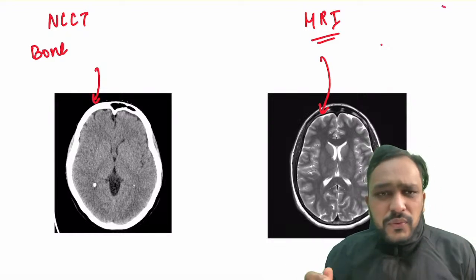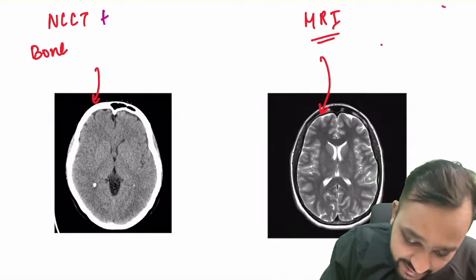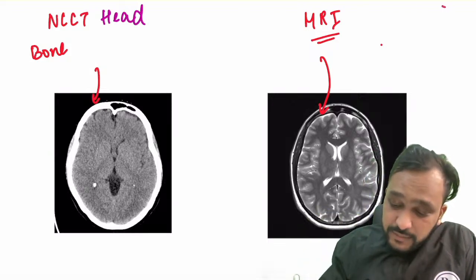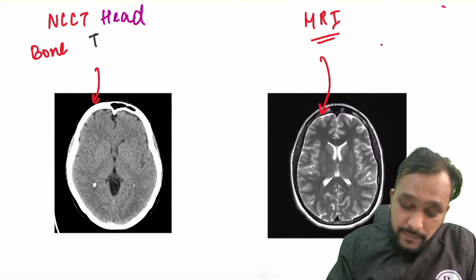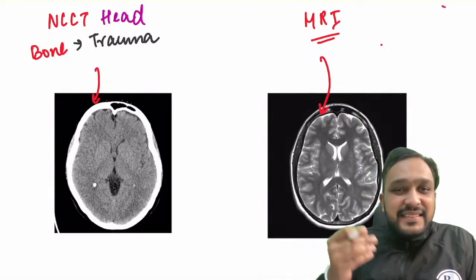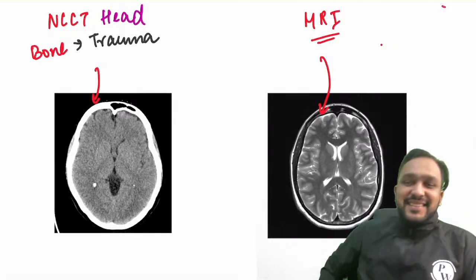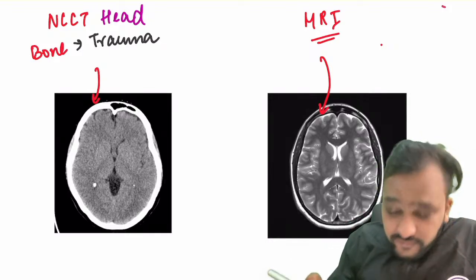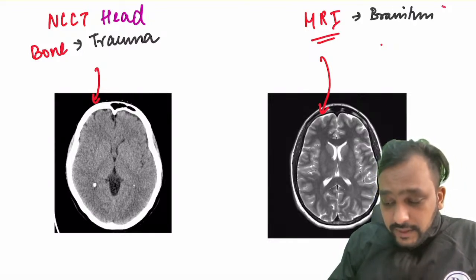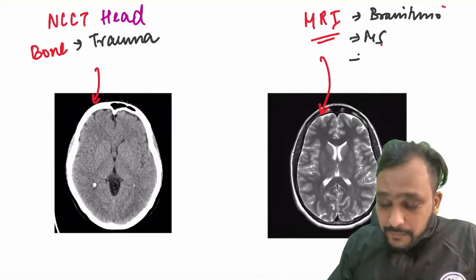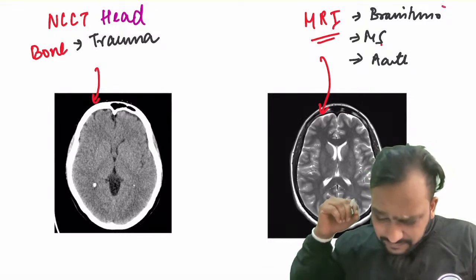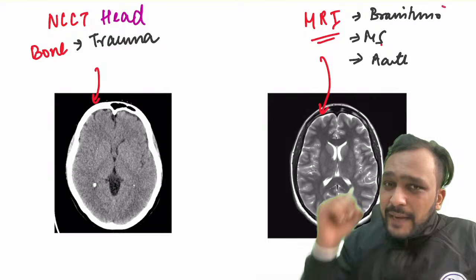Then we should know what are the important uses of NCCT head. Which are the conditions in which I am going to prefer NCCT head? The first and the most important condition is that of trauma. So if a patient comes to emergency with a history of head trauma, you are going to get an NCCT head done to rule out an intra-axial bleed, right? Then MRI. MRI is the investigation of choice in patients with brain tumors, any demyelinating disorder like multiple sclerosis, and even acute infarct. The imaging investigation of choice for acute infarct will be an MRI brain, right?